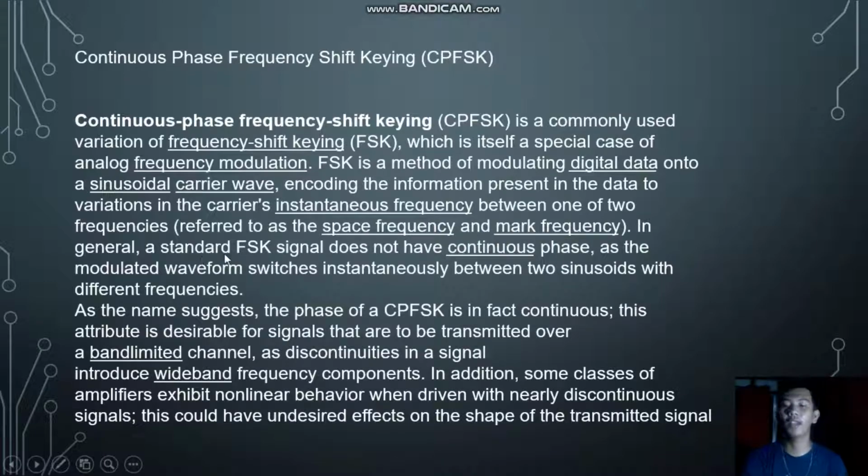In general, a standard FSK signal does not have continuous phase, as the modulated waveform switches instantaneously between two sinusoids with different frequencies. As the name suggests, the phase of CPFSK is in fact continuous. This attribute is desirable for signals that are to be transmitted over a band-limited channel, as discontinuities in a signal introduce wideband frequency components. In addition, some classes of amplifiers exhibit nonlinear behavior when driven with nearly discontinuous signals. This could have undesired effects on the shape of the transmitted signal.